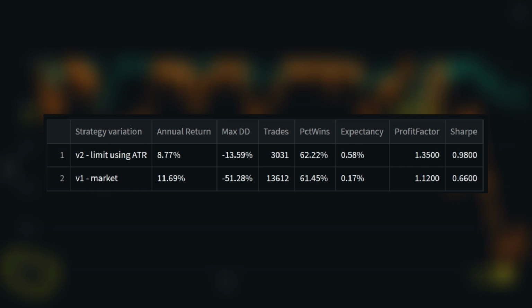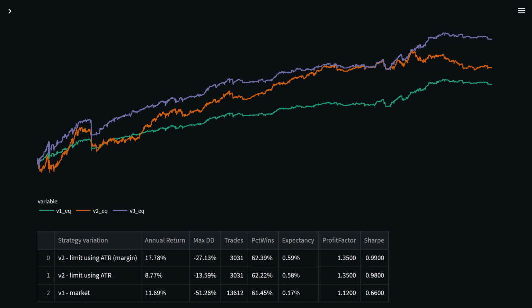We could not do that with the original version of the system, as we would have lost our entire capital when trading it on margin. Here's what I mean. The purple equity curve is the version that trades on margin. The performance has got more interesting. The average annual return is at 17% now, making it a great starter mean reversion strategy based on the ATR.